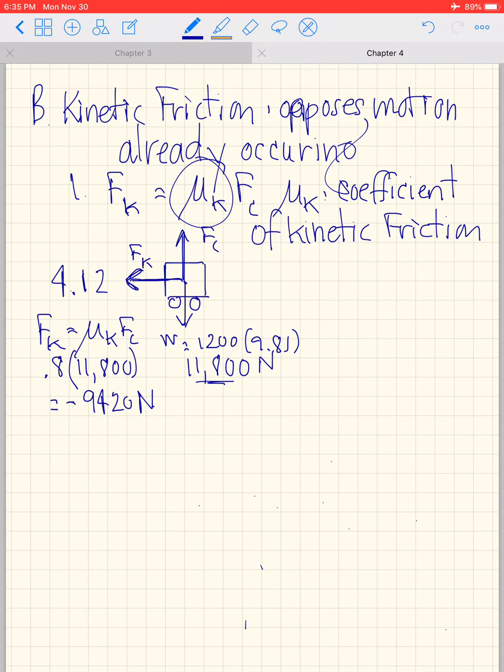If you get different numbers than that, don't worry about it. I rounded this before I plugged it in there, so it may be a little bit different than the 9,420, but that's what we're going to work with. So my force of kinetic friction is 9,420, and it's going to be negative.